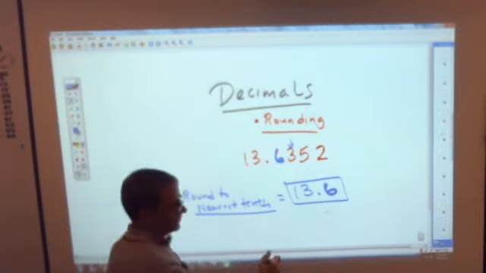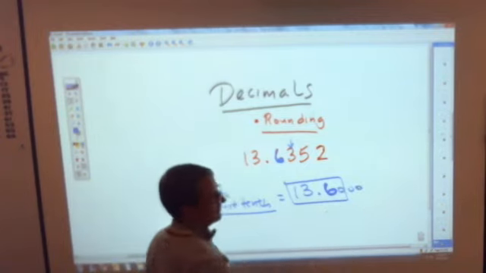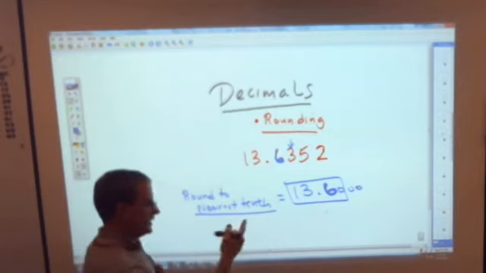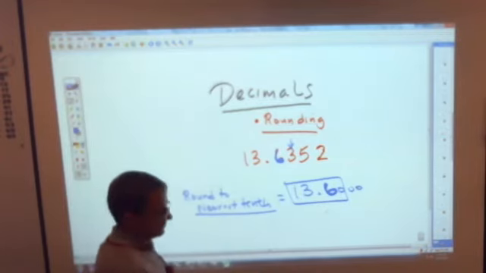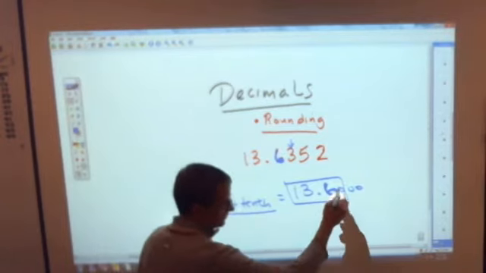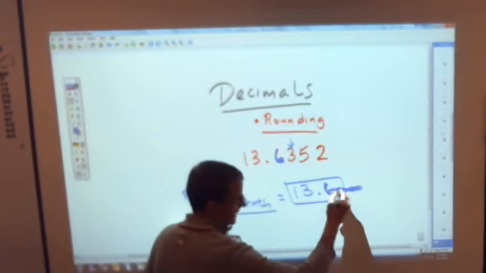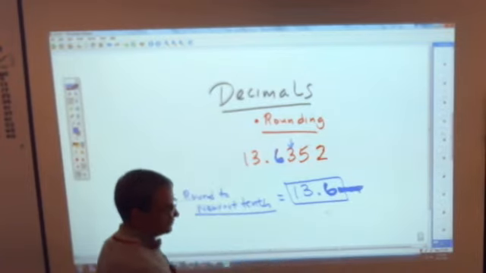And the reason for that would be if I added all these zeros there, they don't mean anything, but when I say that number there, I have to say that is 13 and 6,000 ten-thousandths, which I don't want to do. Okay, you do not put zeros after decimals when you're rounding, you just keep it there.